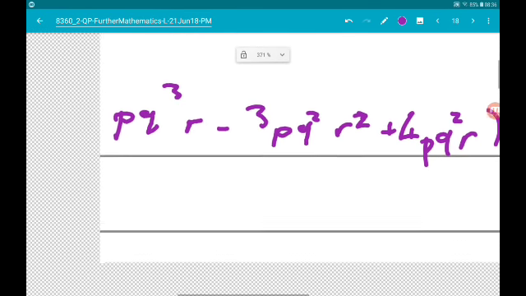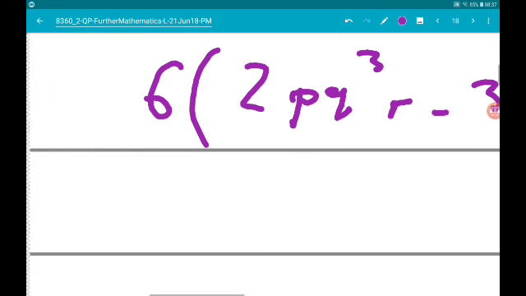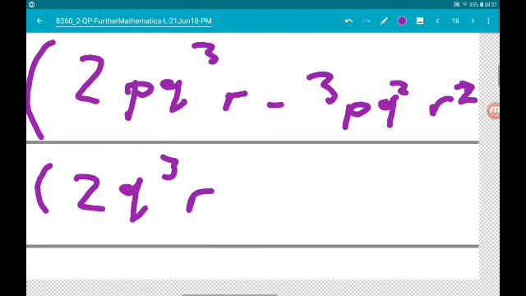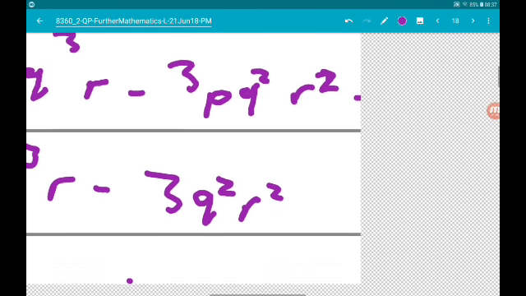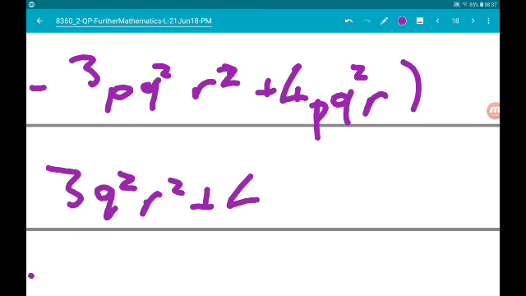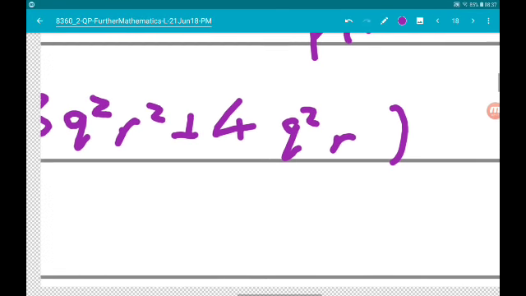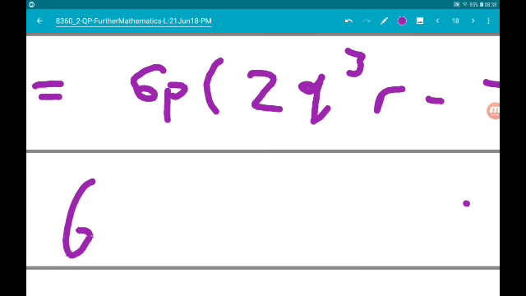Okay, next let's deal with the p's. So we got a p, we got a p, and we've got a p. So there's a common factor of p. So we take that out the front as well. So we get 6p times 2q cubed r minus 3q squared r squared add 4q squared r. Next up, do the cubes. So we got a q cubed, we've got a q squared, and we got a q squared. So the highest factor of q is q squared. So that comes out the front as well.